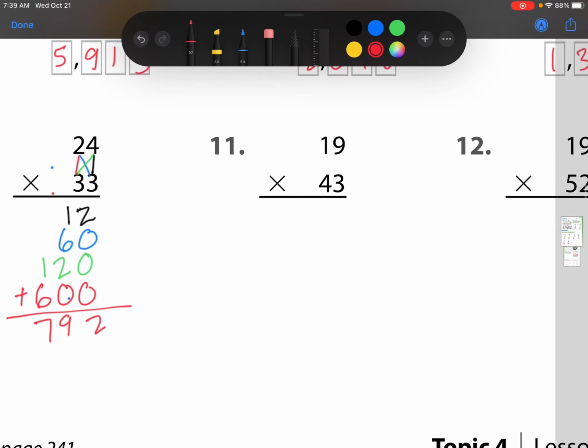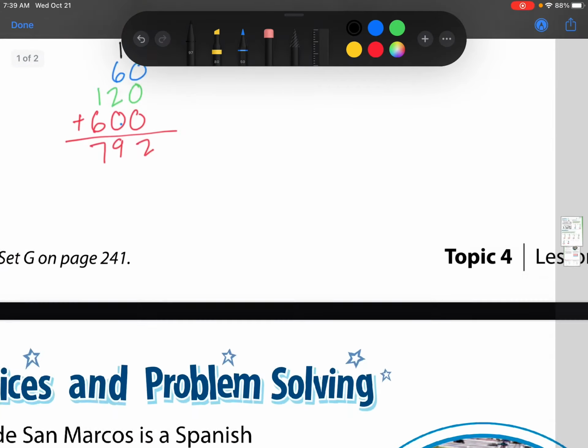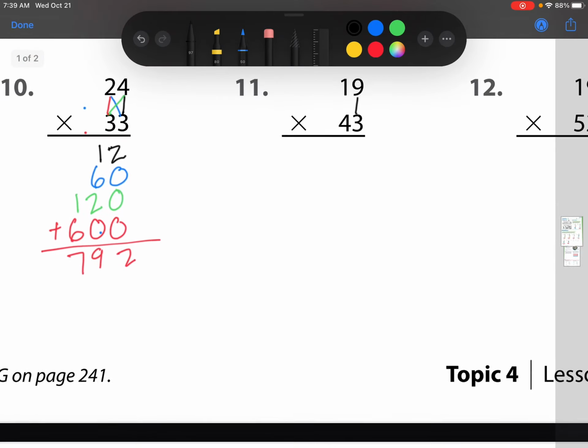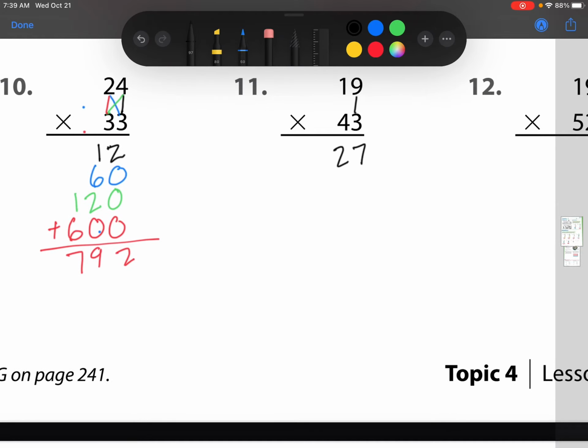My next one, number 11. 3 times 9. Whoa, it jumped there. 3 times 9 is 27. Now I go to 3 times 10. I add that 0 since it's in the tens place value. My basic math fact is 3 times 1 is 3.